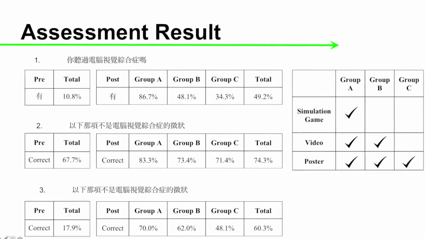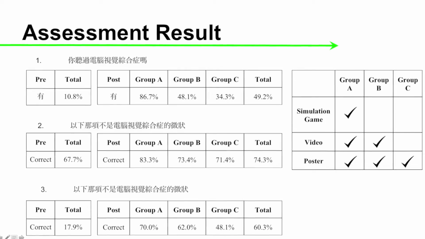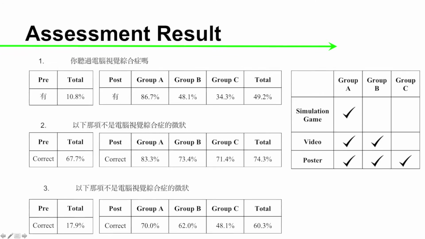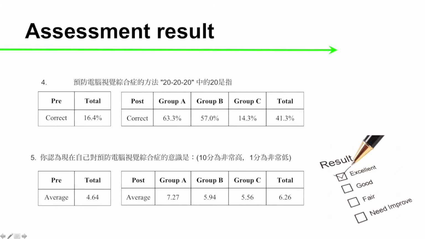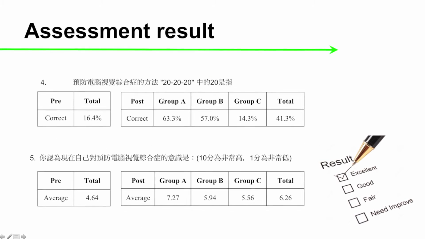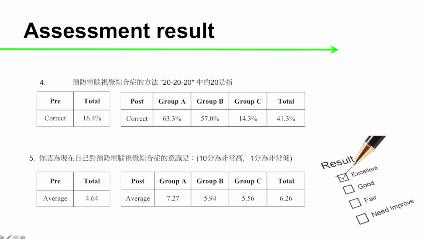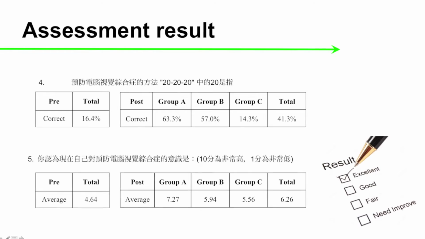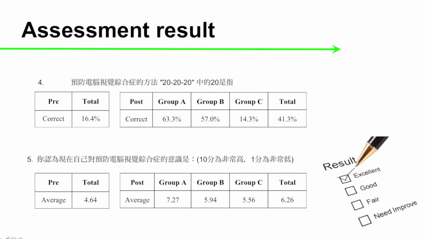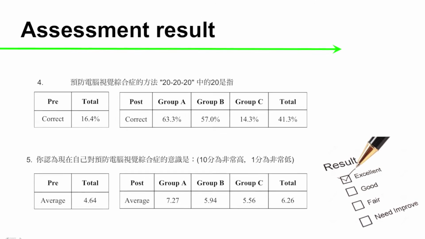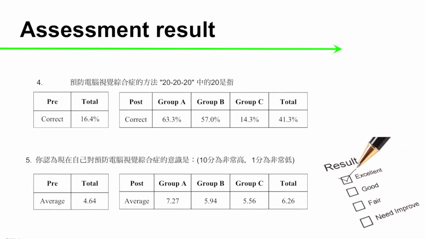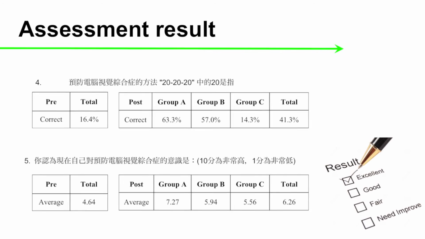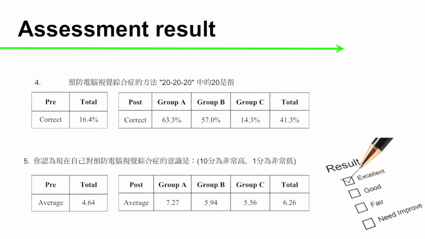The students who joined all parts of the activities could answer those questions more correctly than the other two groups. One of the questions, about the prevention method of CVS, 20-20-20, is a weakness. The total percentage is below 50%. So for the suggestion, we will try to use real-life examples to explain more next time. Also, we need to emphasize this point. After the post-assessment, those students think that they can enhance their awareness of CVS prevention.